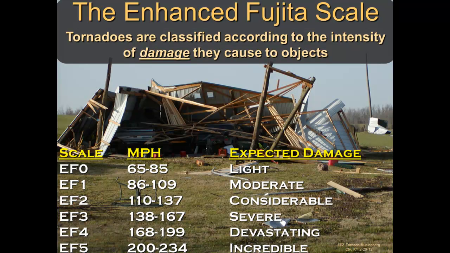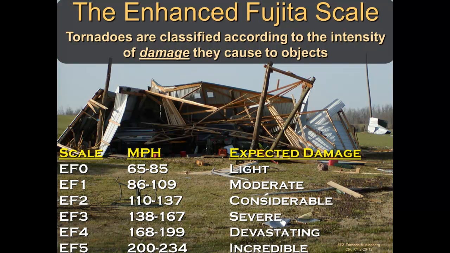So how do we as the National Weather Service rate tornadoes? We utilize something called the Enhanced Fujita Scale, and tornadoes are classified according to the intensity of damage that they cause to objects. We cannot rate a tornado simply by looking at radar or simply by looking at pictures of the tornado itself. We have to judge the wind speeds based on the damage that the tornado has done. And once we come up with wind speeds, we can append an EF scale to the tornado.